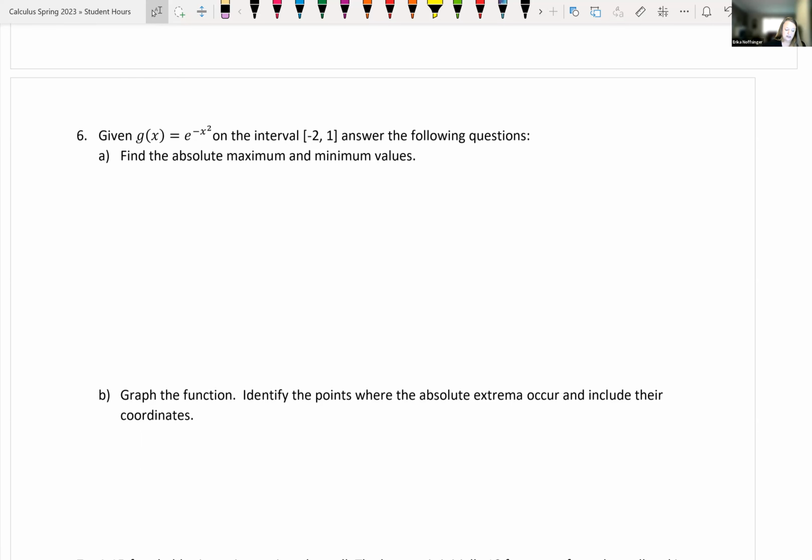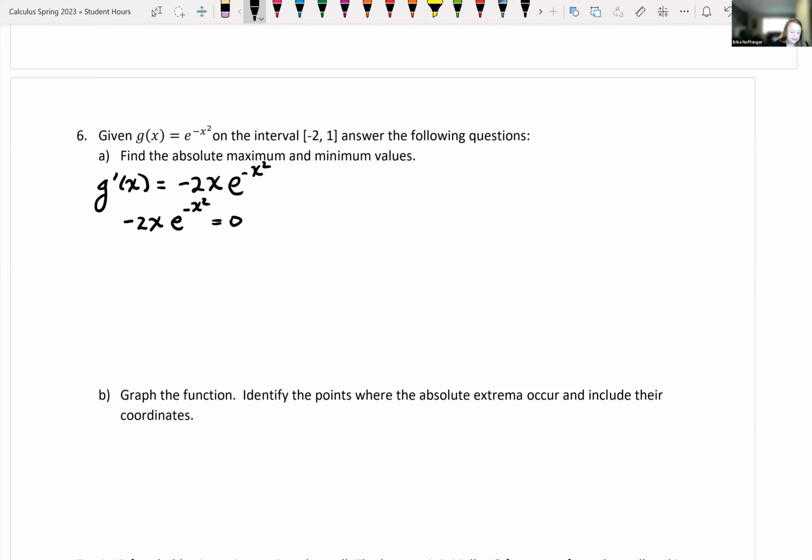So we want to take the derivative and find any critical points that fall between -2 and 1. I'm using the rule for the derivative of e: the derivative of e to a power is e itself times the derivative of the exponent. For the exponent negative x squared, the derivative is -2x, times e to the negative x squared. My critical values are when my derivative is equal to 0 or undefined. This is defined everywhere, so I'm okay.